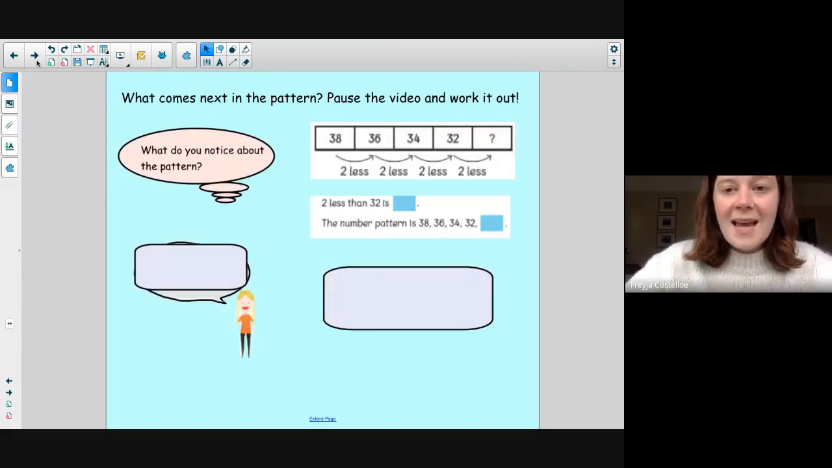What comes next in this pattern? Can you pause the video and work it out? Think about the pattern. What do you notice about it? Off you go.